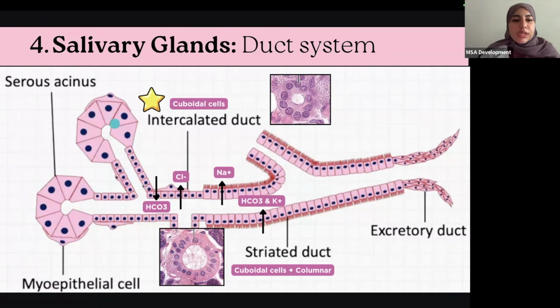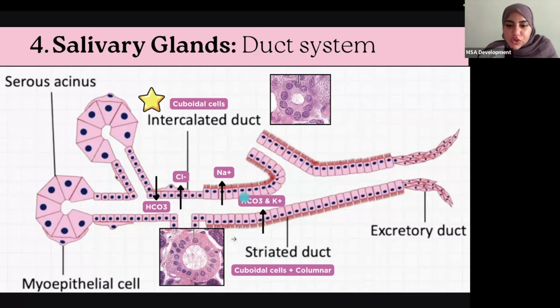And so once you leave the acini, you go into a ductal system, and you start off with intercalated ducts. Intercalated ducts have cuboidal cells, and this is really important. You should remember this. The main function of the cuboidal cells is to push bicarb and absorb chloride, and this is just to neutralize the bolus of food to go down the esophagus.